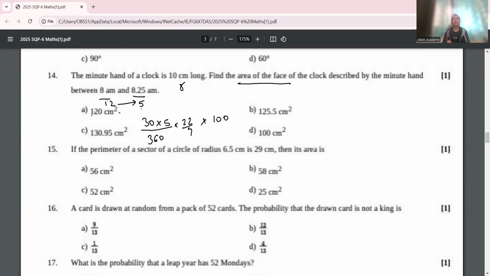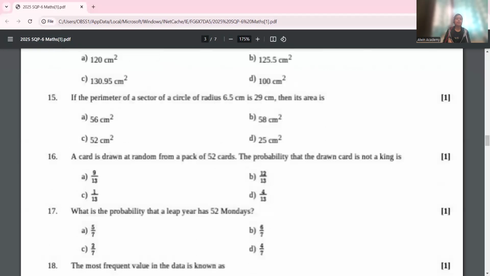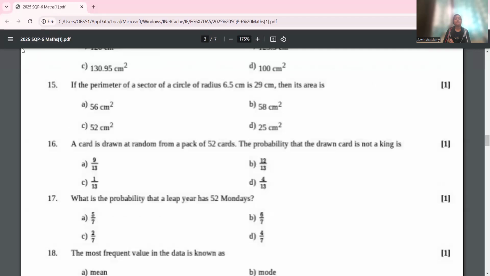When we solve it further, we get the answer as C, 130.95. Going to the next question, if the perimeter of a sector of a circle of radius 6.5 centimeter is 29 centimeter, then its area is. Now a sector looks somewhat like this when we cut it off from the circle. This is theta, this is radius, and this is length of arc.